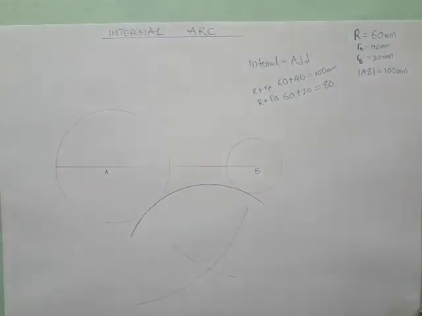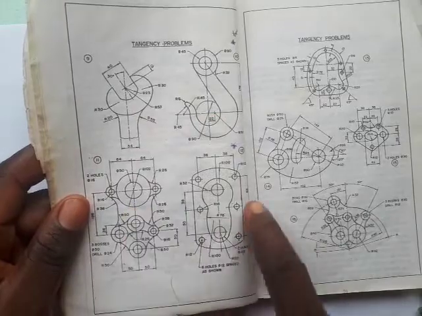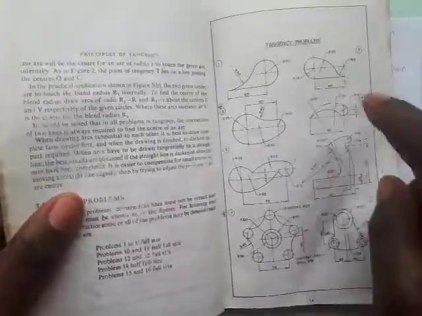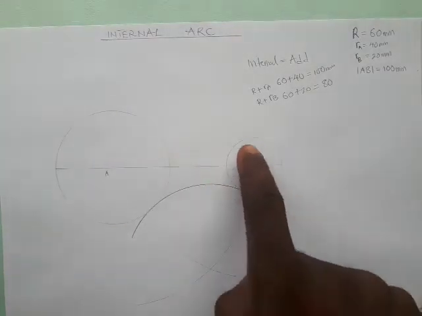Remember, we are going to be applying everything that I'm explaining in these videos. We are going to be applying them to drawing all of this. All right? Some of the examples in this textbook. All right, now let's look at external arc to two unequal circles.